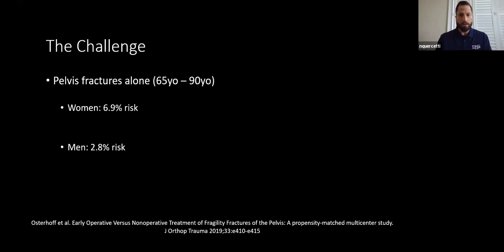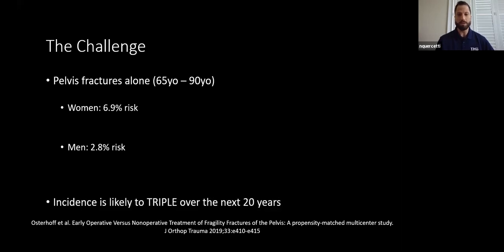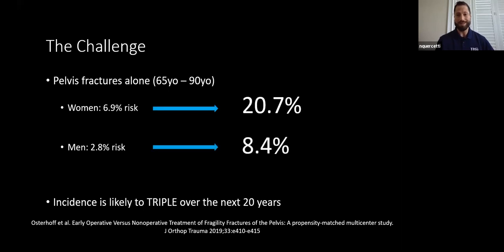So the challenge that we're all going to be faced with is currently, these are the risk percentages for women and men in the 65 to 90 year range. 6.9% of all women are at risk for pelvic fracture and 2.8% of all men. Over the next 20 years, it's going to triple. So we're going to be seeing a lot of these injuries in the next 2 decades. And I'm already seeing a fair amount here at my hospital surrounded by nursing homes.